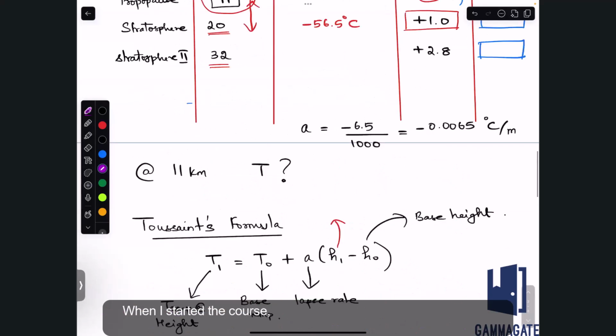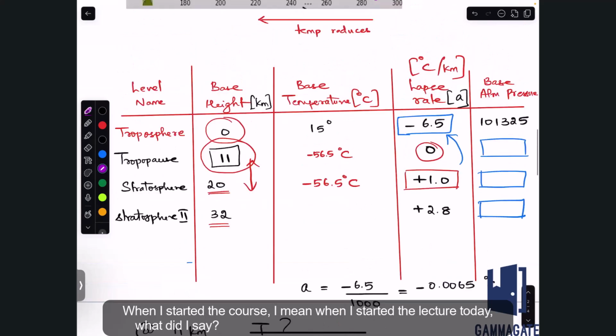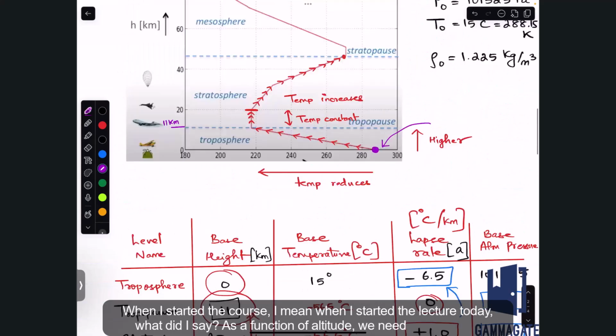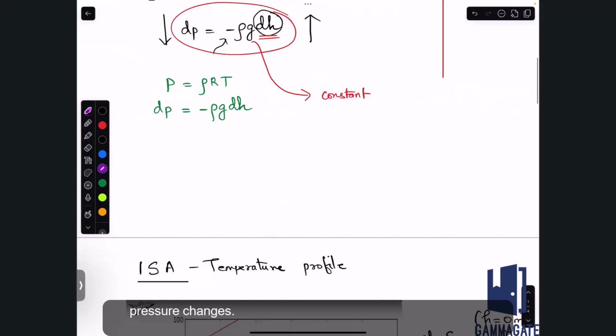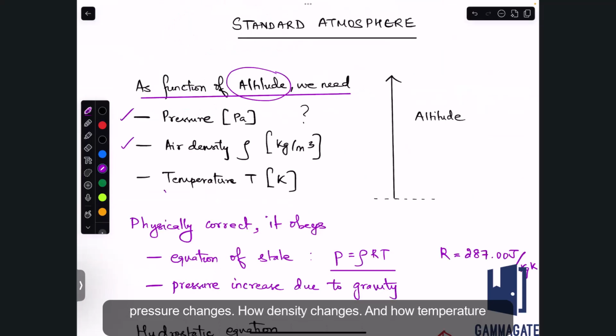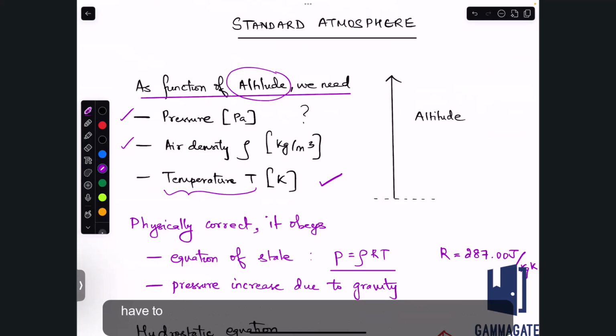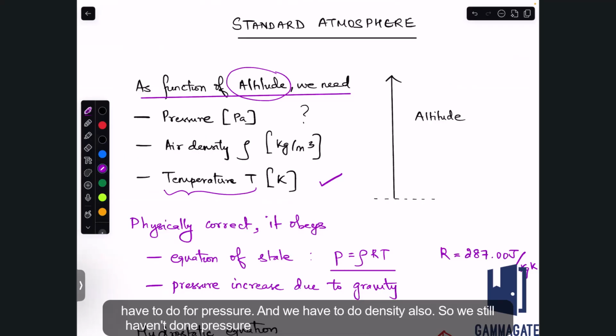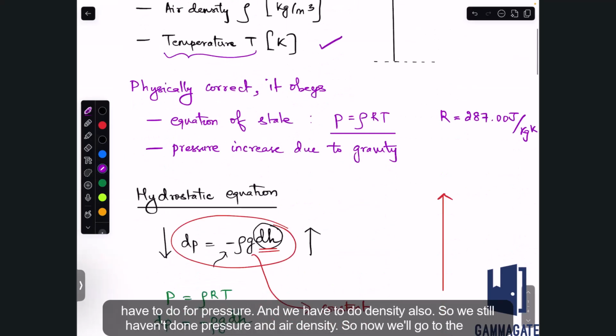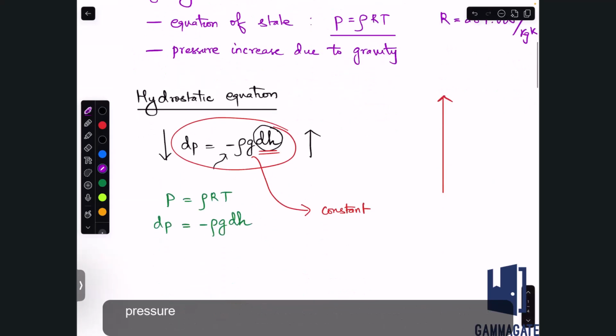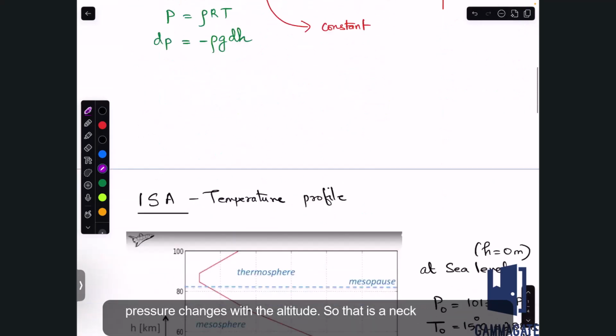When I started the lecture today, what did I say? As a function of altitude, we need to know how pressure changes, how density changes, and how temperature changes. We have already done this. Now we have to do it for pressure and density also. So we still haven't done pressure and air density. Now we'll see how pressure changes with altitude. That is the next part.